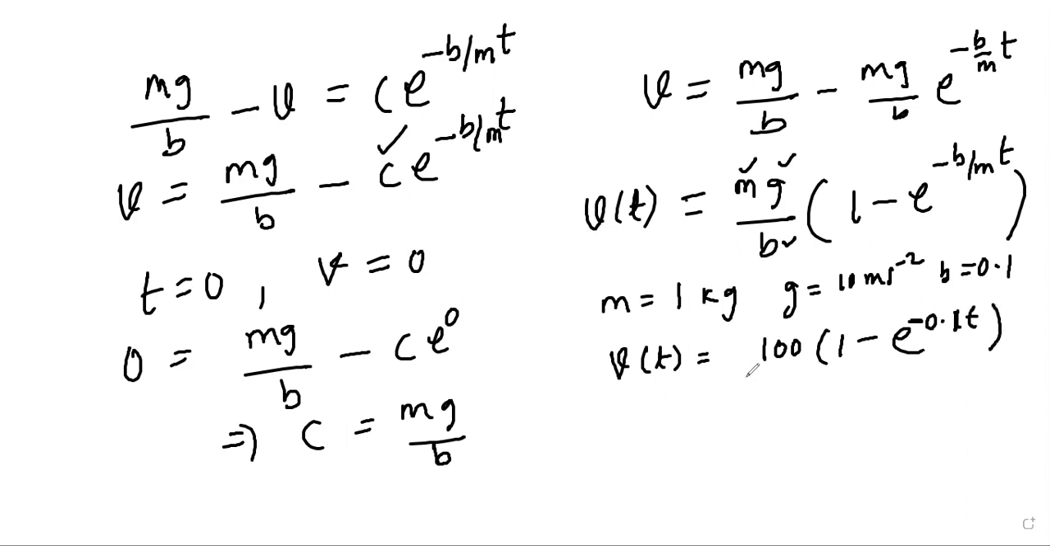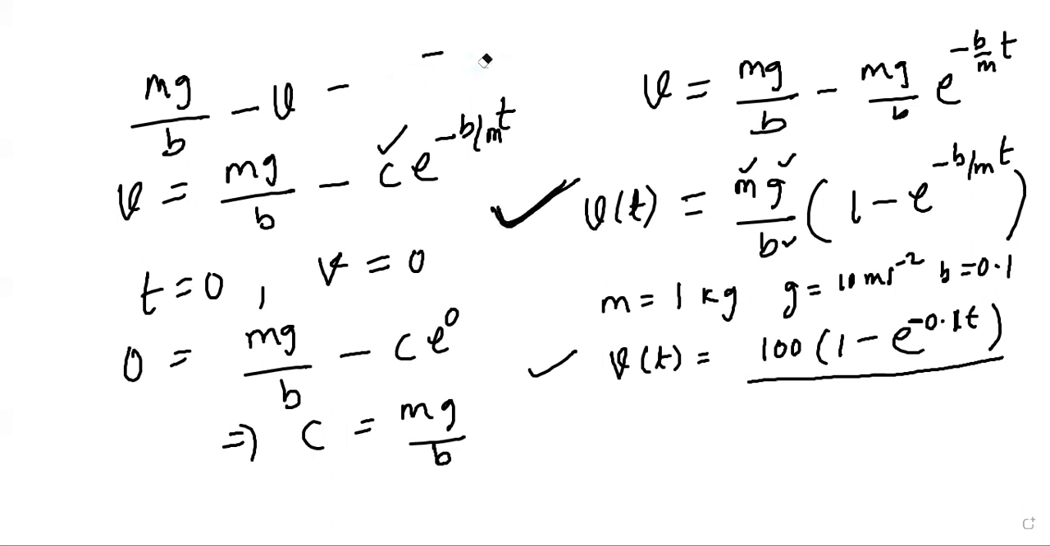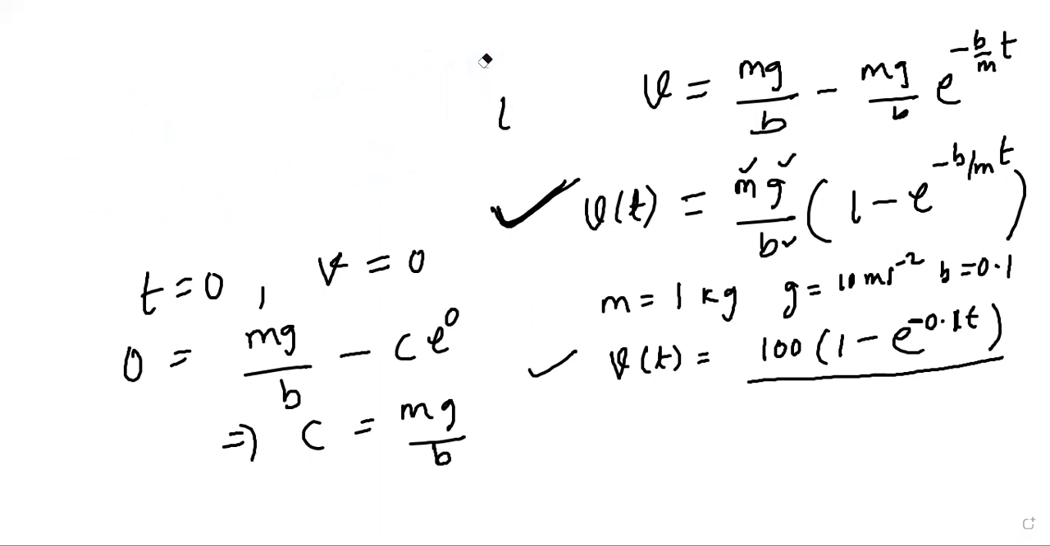Right, now you can easily see what is the nature of this graph. I did this for a specific value, but yes, I'm going to plot this graph. You can use Desmos or any other function calculator, plot this graph and see the nature. So it is mg by b minus mg by b e to the power minus b by m t.